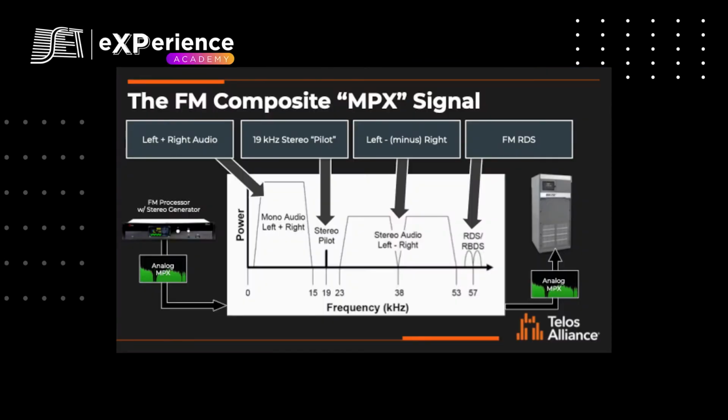Let's take a quick review of the FM composite signal so we're all on the same page. Remember, the FM composite signal, that's what comes out of a stereo generator, consists of a mono audio left plus right signal, plus the stereo pilot, plus that dual sideband suppressed carrier left minus right stereo audio signal. It's often called the stereo subchannel.